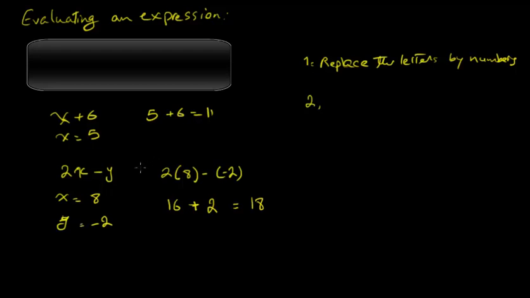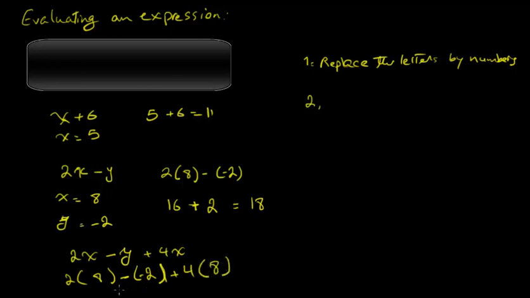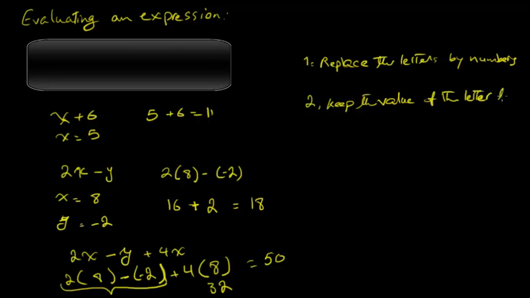Let's say you have 2x minus y minus 4x. So you put 2x, which is 8, minus y, which is minus 2, plus 4 times 8, right? You know that these two terms combined is 18, so we add 4 times 8 equals 32, so it equals 50. So keep the value of the letter intact.